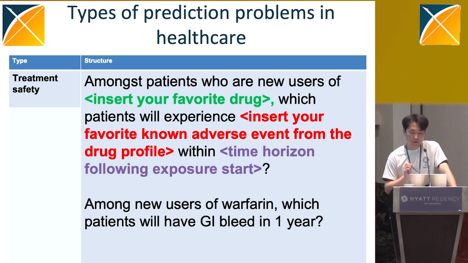And for treatment safety, we can structure our question like this. Among patients who are new users of a certain treatment, which patients will experience adverse events within a specific time period? So, for example, among new users of warfarin, which patients will have a GI bleed in 1 year?